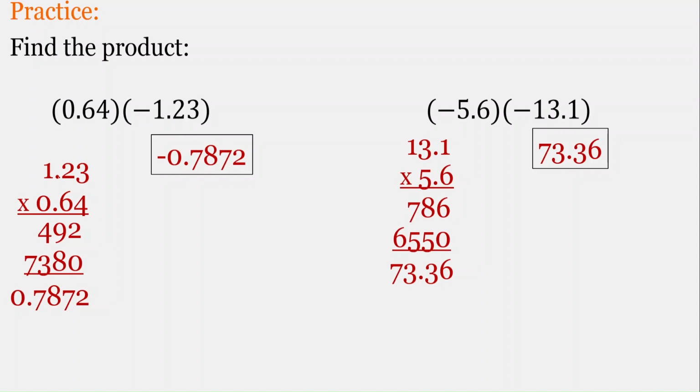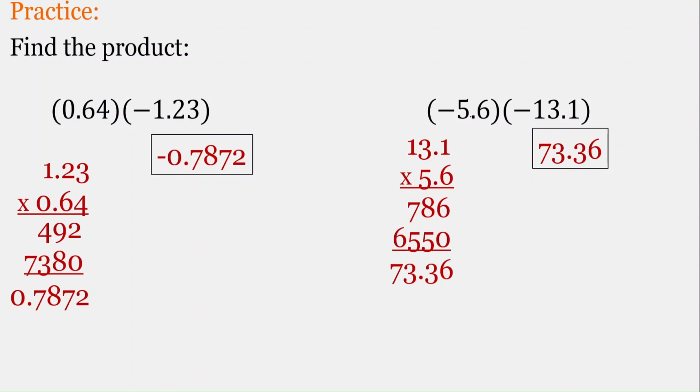Again, we multiply 123 by 64. We would get 7872. Each of these has 2 decimal places, so the answer will have 4 decimal places. We end up with 0.7872. Since 1 is negative and 1 is positive, the final answer will be negative.